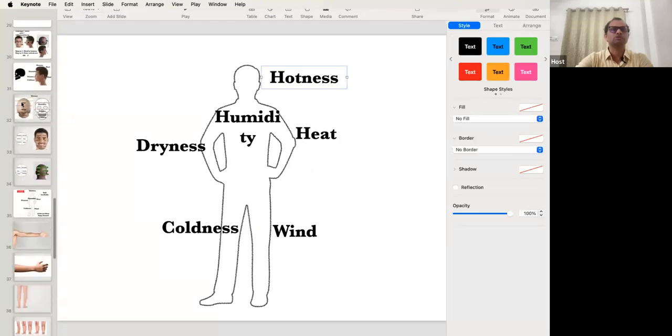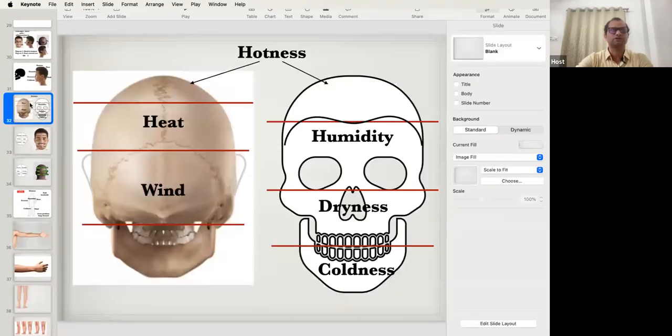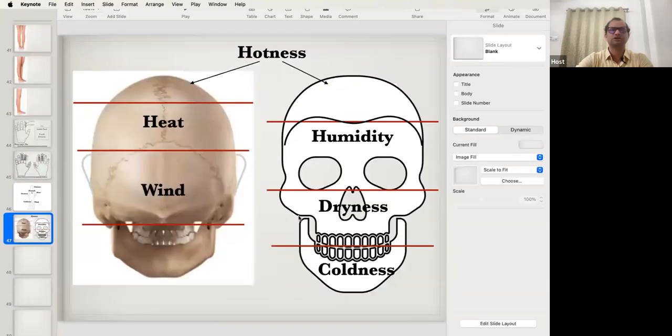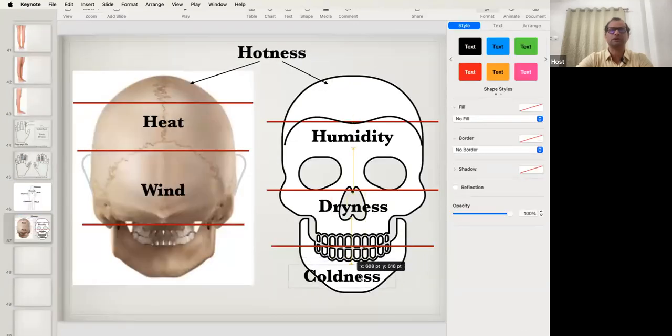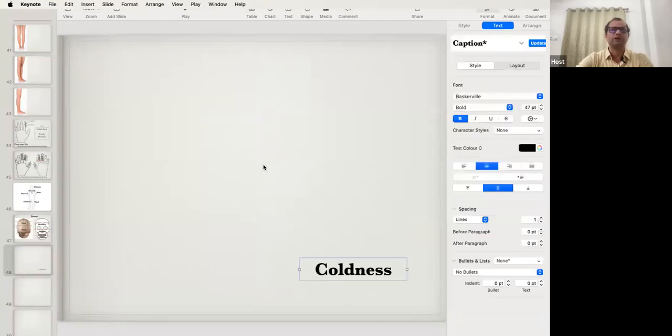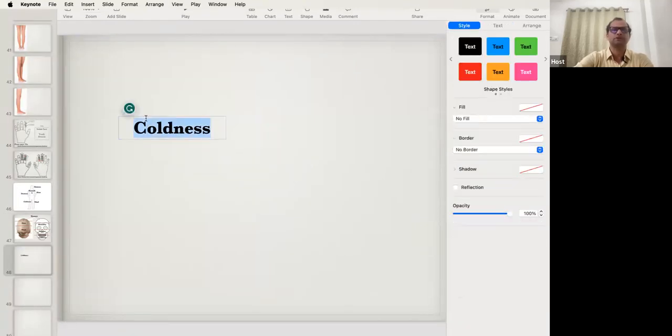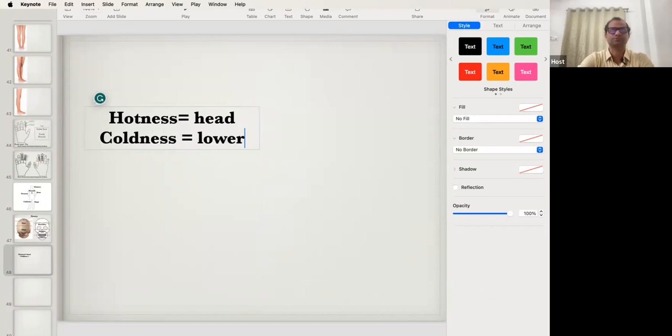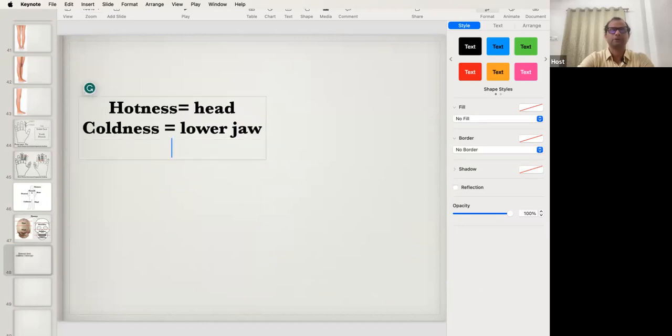Then we want to go to the mandible. So this is the second classification, that we are choosing the coolness. Only two steps. So step number one, that we are choosing the hotness. Hotness is equal to head region. Step number two, coolness. Coolness is equal to lower jaw. Then we have to do the treatment.